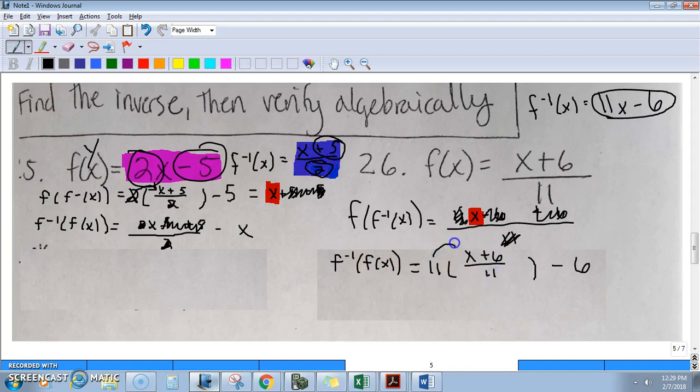Now, since I have to distribute this 11, but x plus 6 is all on the numerator and 11 is on the denominator, when I distribute, all that happens is those cancel, and all I have is x plus 6, and then we still have minus 6 on the outside. Positive 6 and negative 6 cancel out, and they are in fact inverses because f inverse, f of x, is also x.